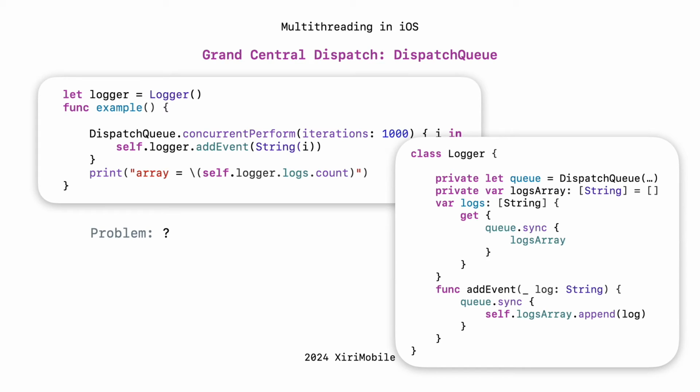Class Logger stores data in a private array, logArray, and for reading and writing a serial queue is used. Now we get rid of the data arrays, and our array has 1000 records. Will these rows be in order? No. This situation is called a race condition.